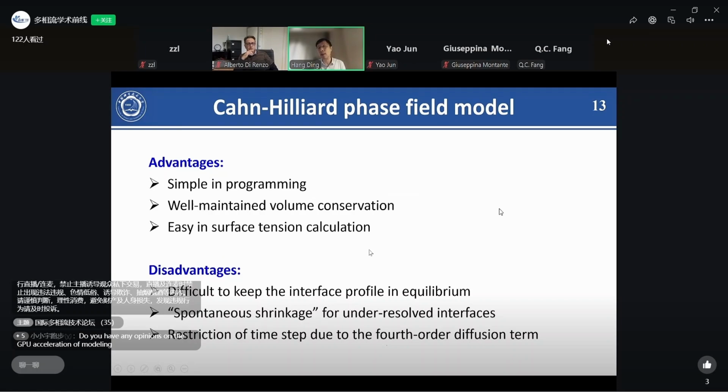That means when the radius of your bubble or droplet is of the same scale as the interface thickness, the bubble appears to disappear in the fluids. We call it spontaneous shrinkage. Also, because of the fourth order diffusion term here, if you want to use explicit schemes to discretize the Cahn-Hilliard model, you need very, very small time steps. So in order to avoid it, a nearly implicit or semi-implicit scheme is used for the discretization of the Cahn-Hilliard model.